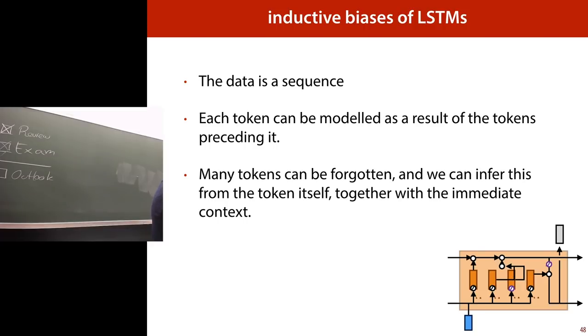And so up to here, it's just a recurrent neural network. And then the specific LSTM idea that makes the LSTM is that many tokens can be forgotten. So many tokens in the sequence are irrelevant. And we can infer whether or not a token is irrelevant by looking at the token itself together with the immediate context. So in this part of the LSTM, we look at what the token is and what the LSTM has been doing so far, and we decide whether or not to ignore that token, or to forget what we've currently been remembering and add the token to memory. So that's sort of the inductive bias of an LSTM.